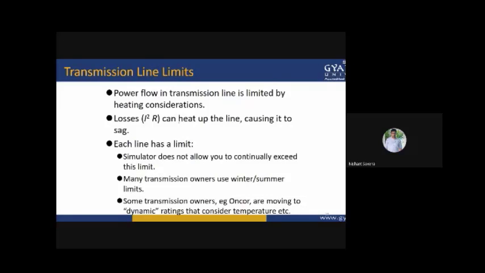So each line has a limit. That means the simulator does not allow you to continually exceed this limit. That is the thermal limit, or the thermal boundary, of the transmission line.